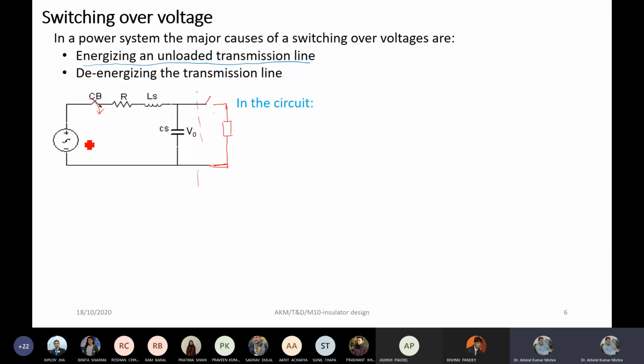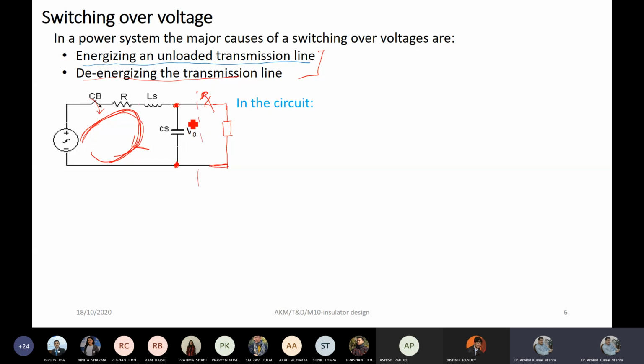So the current will flow in this circuit. In the second case, if it was previously connected and now you open it, the path of the current will again be the same and the overvoltage will be the same. Physically these two are different actions, but mathematically we again consider the same circuit, so mathematically it is almost the same.